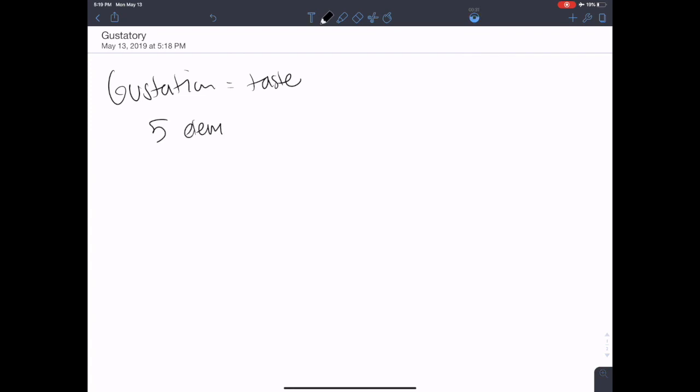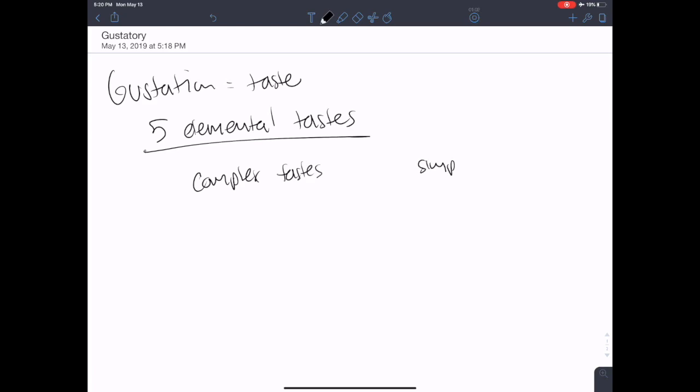Whereas most of what we consider flavor has to do with both the smell produced by chewing that food and having those odorant molecules bind to olfactory receptor neurons, but also how does it feel in your mouth? Like pizza and pizza-flavored Pringles have a different flavor, even though they're meant to taste the same. So 5 elemental tastes. We can group these into complex tastes and simple tastes. And I'll start with simple tastes.